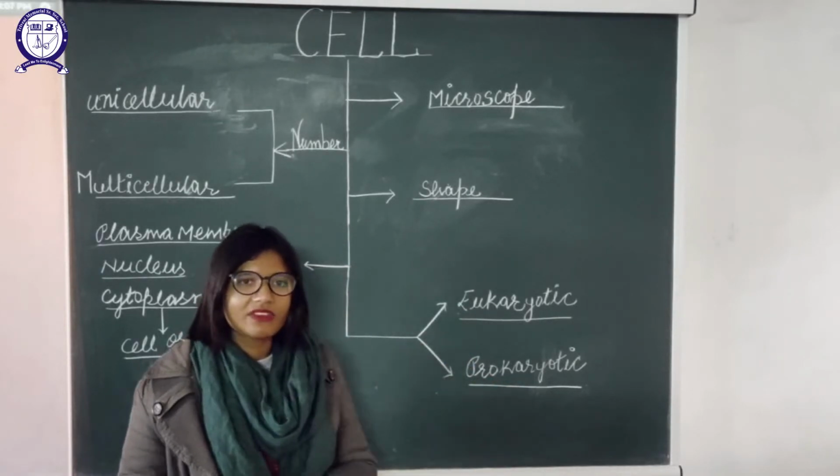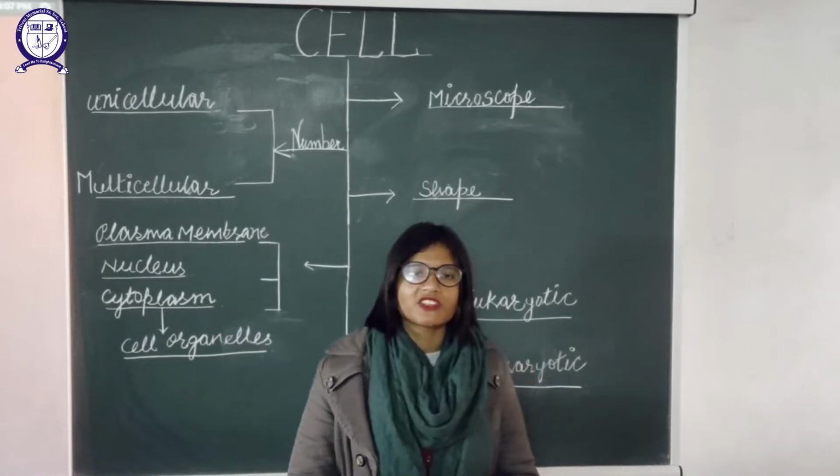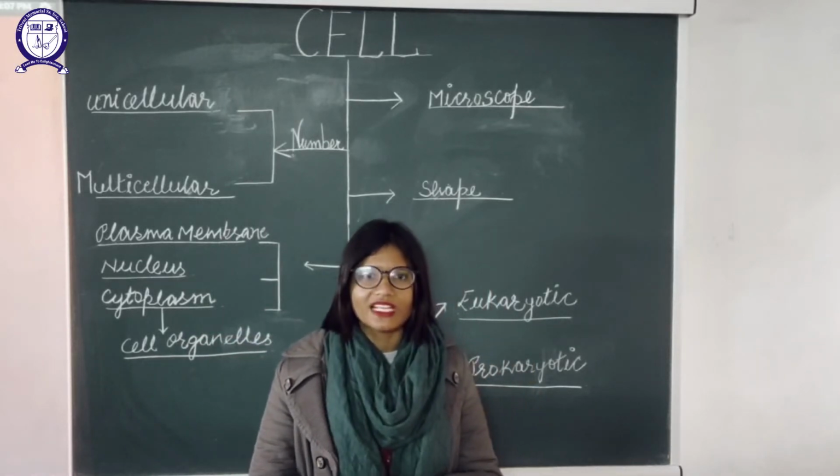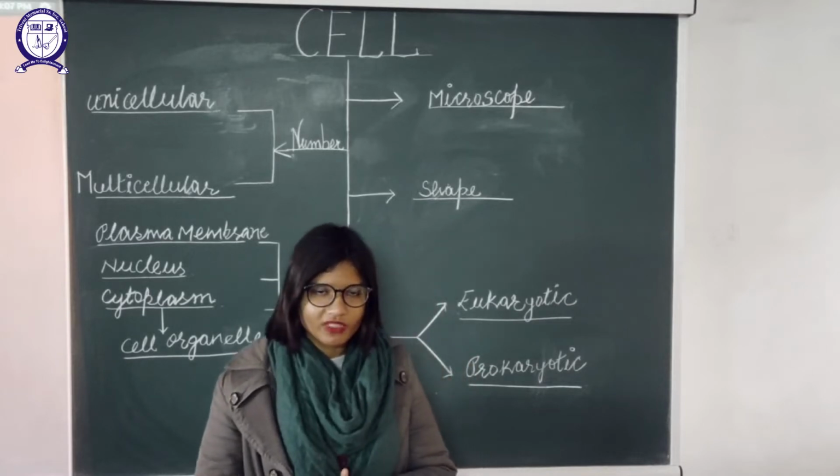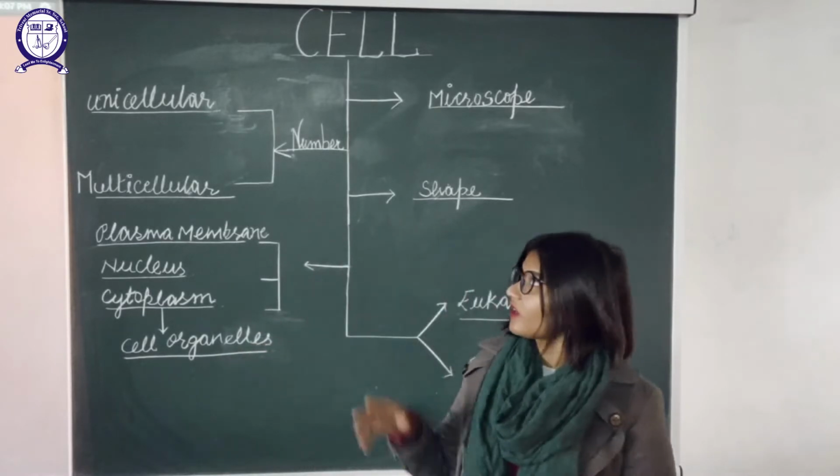And lastly we are going to wrap up this summary session with two major kinds of cells, which are plant cell and animal cell. We are going to discuss the differences between these two. So let us start with what a cell is.